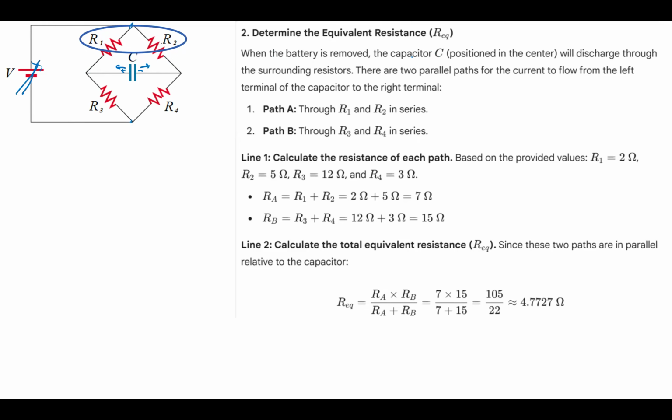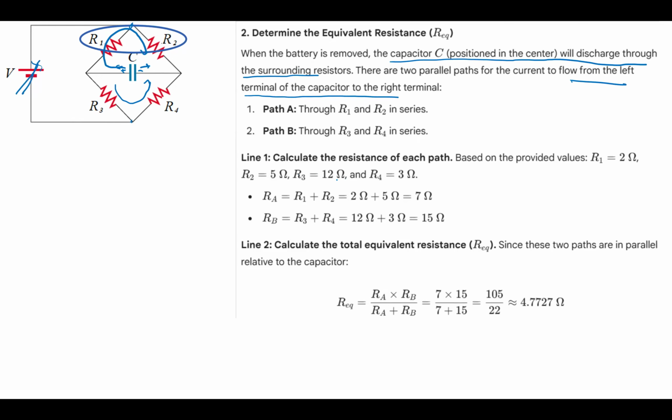And when the battery is removed, the capacitor will discharge through the surrounding resistors. There are two parallel paths for the current to flow from the left terminal of this capacitor to the right terminal, from here to here. Path A is through R1 and R2 here. And the other one is through R3 and R4. Okay, and then we need to calculate each path.